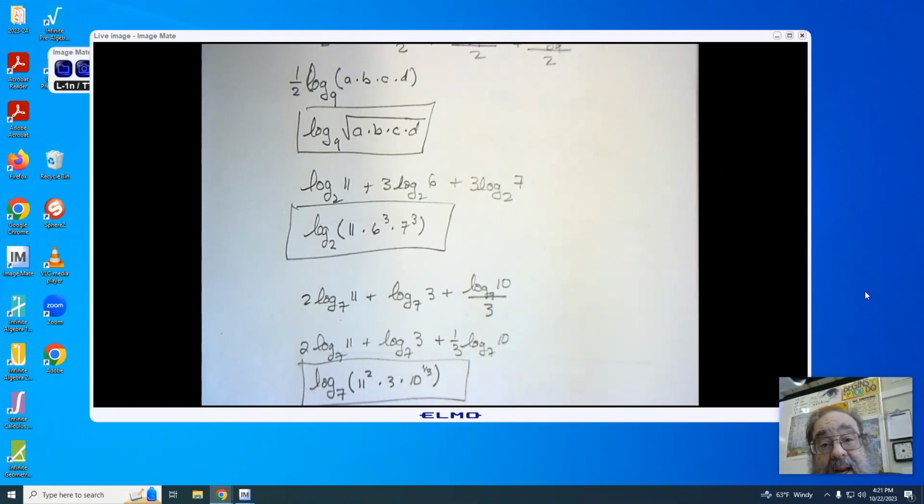So this is expanding and condensing logarithms, working with our 3 properties that were given in the notes and that we worked with previously last week. I hope this has helped you.